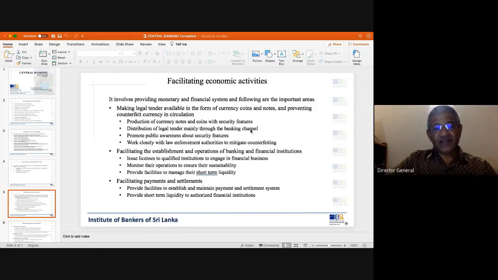There are many requirements for this. Anyone has to complete them, and the central bank assesses all those things, and only after that are licenses issued. So the central bank is behind the establishment and operations of banking and financial institutions. Then after issuing licenses, the central bank is not going to allow those institutions to work the way they wish. There is a set of guidelines again.